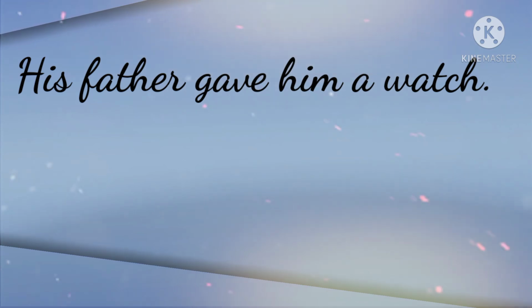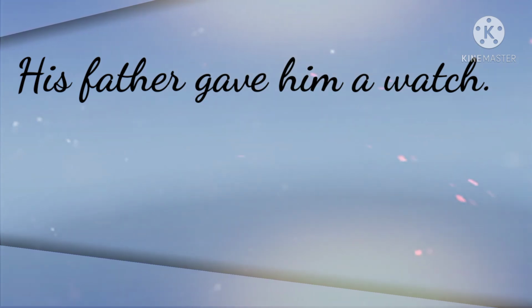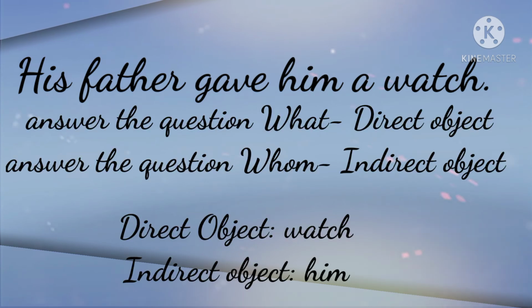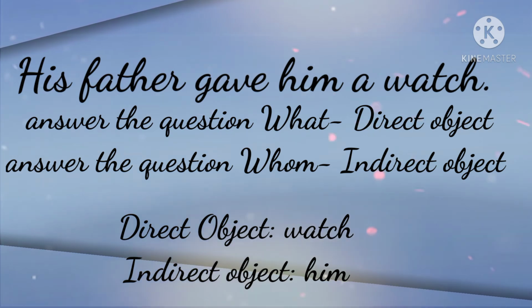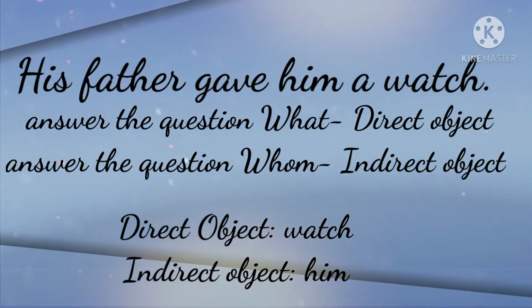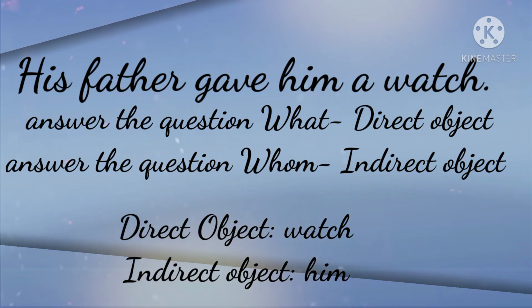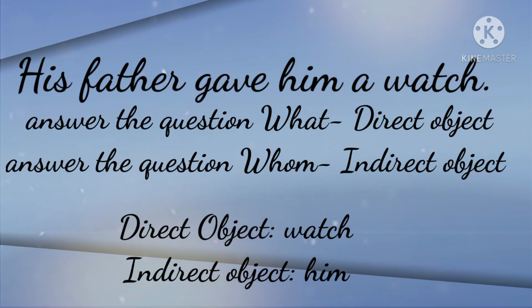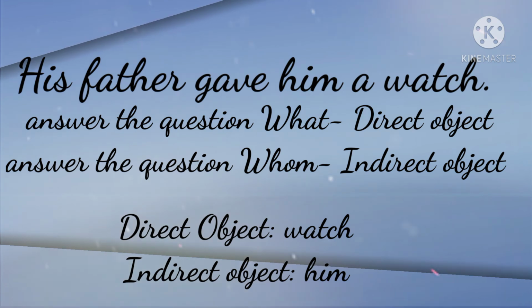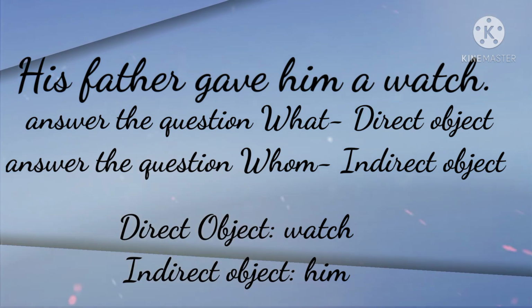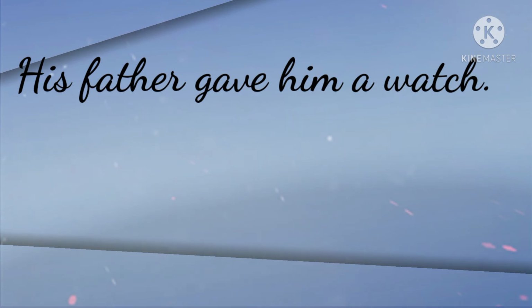Now answer the question what is direct object and answer the question whom is indirect object. So answer the question what here. Which answer we get? Yes, watch. So watch is the direct object and whom, that is indirect object. Which answer we get? Yes, him. So him is an indirect object.